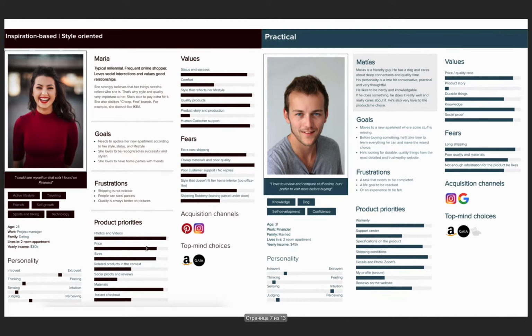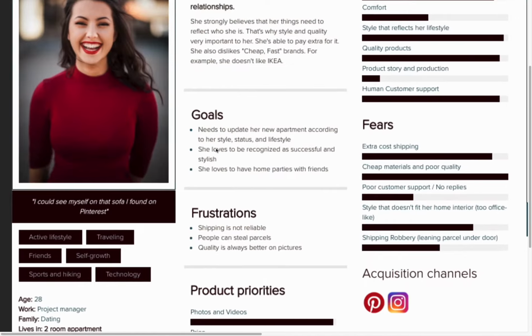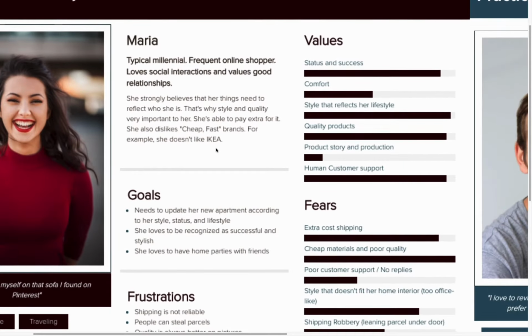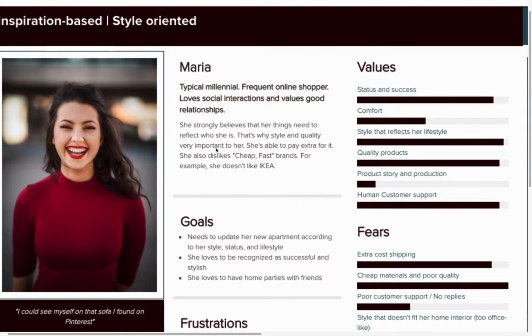So the stories, I actually put them together, but I will try to focus here and there. We have, again, an inspiration-based, style-oriented persona and a practical approach. Let's start with Maria. Okay, so let's start with Maria.